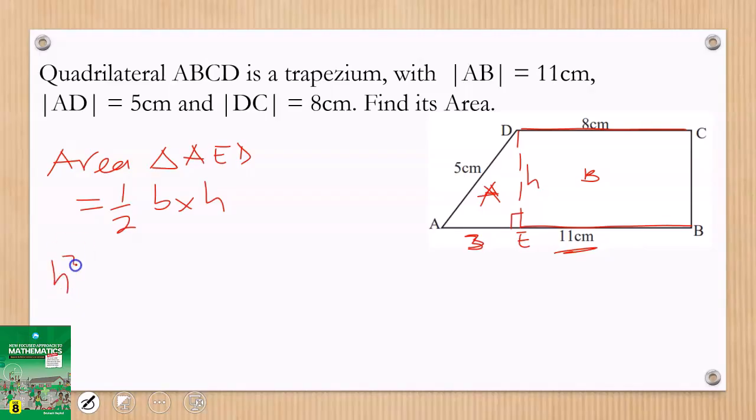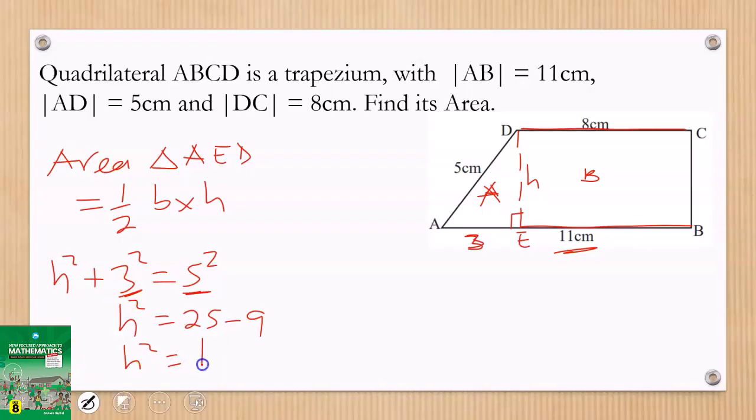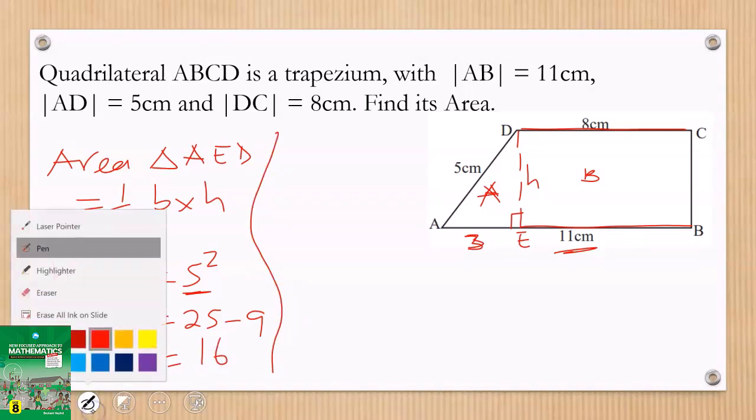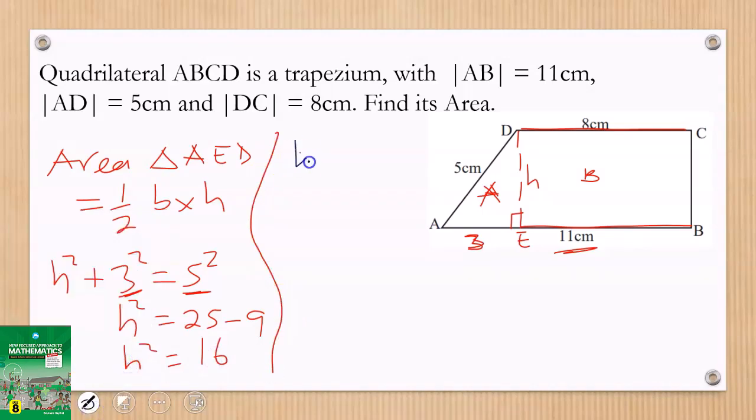So we can say h squared plus 3 squared is equal to 5 squared. Making h squared the subject, we have 25 minus 9. I've done some shortcut here. 5 squared will give you 25. 3 squared will give you 9. When you group like terms, we have 25 minus 9, and 25 minus 9 will give you 16. And so to make h the subject, we can say h is equal to square root of 16, and that h becomes 4.